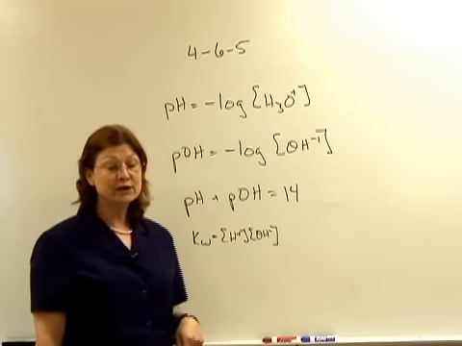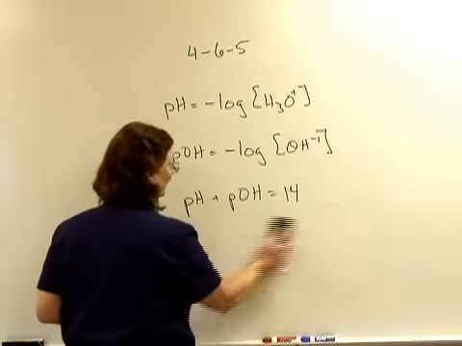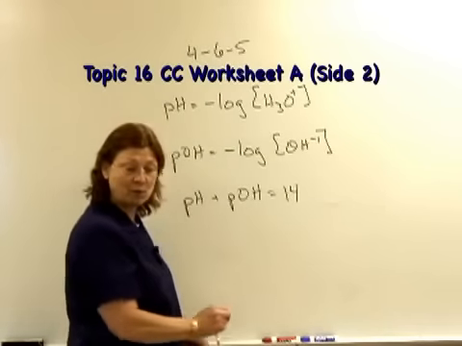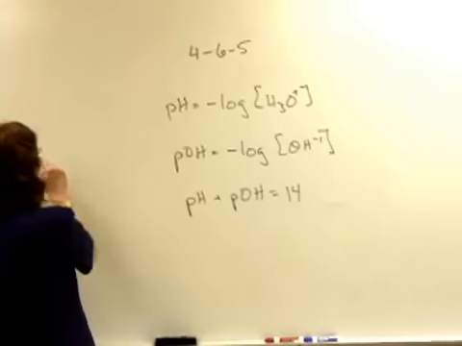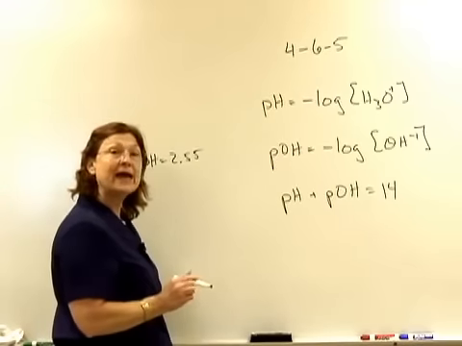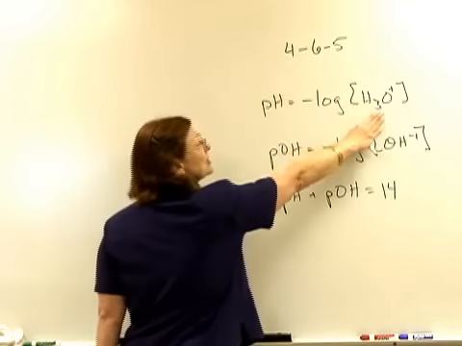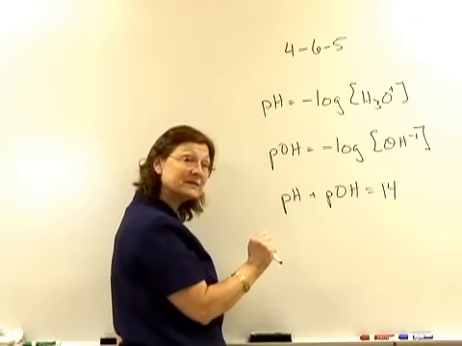I'm going to work number 1 and 2 on the second side of this worksheet with you. Well, we are given a pH of 2.55. So we're given that the pH equals 2.55. And I'm looking for the hydrogen ion concentration. So I am going backwards. I'm not taking the log of this number.